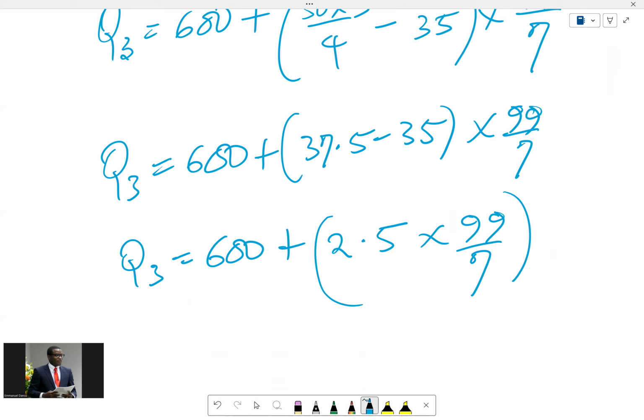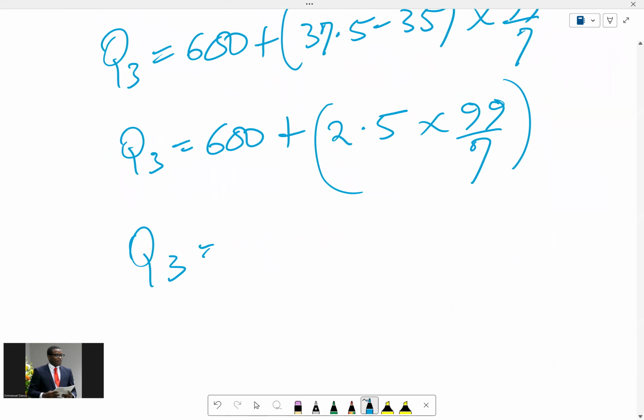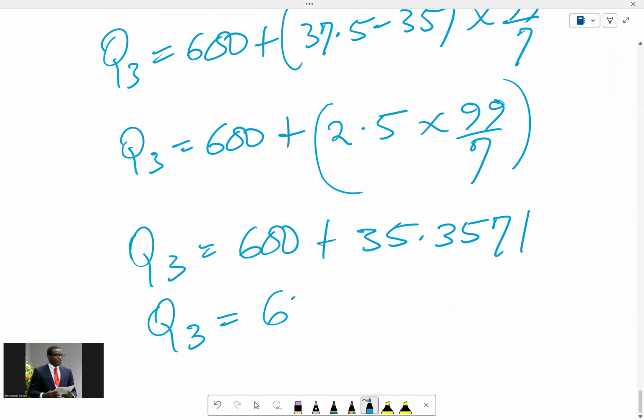99 divided by 7, that is 14.1428 times 2.5. So that is 35.3571. So Q3 is 600 plus 35.3571. So it means that Q3 would be 635.3571. Okay, so that is Q3 right there.